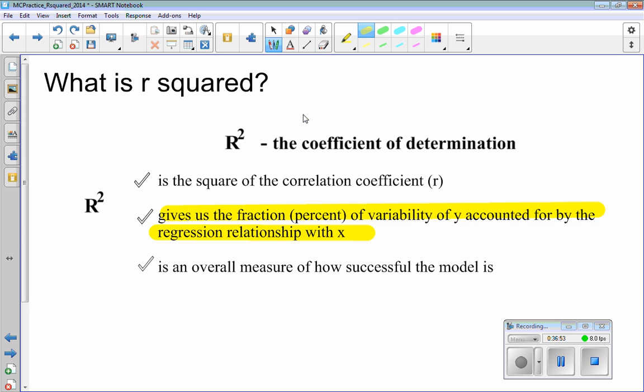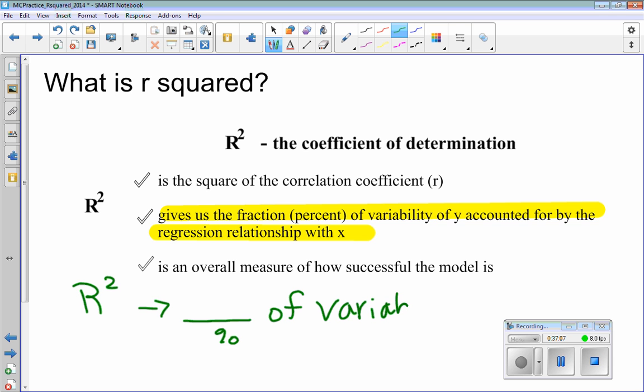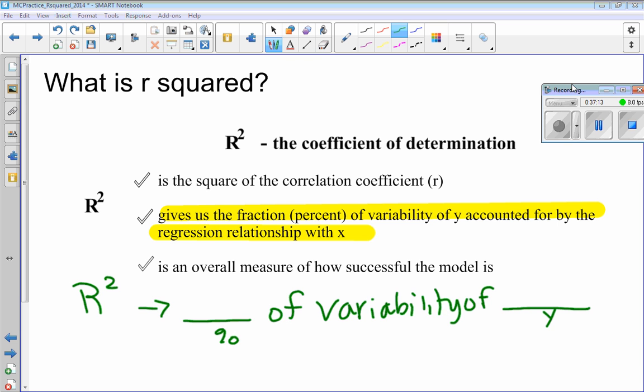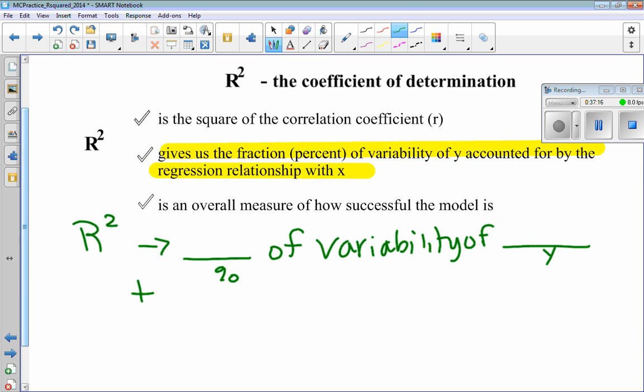So what I want you to do is literally write the following sentence. R squared, write the percent here, of variability of, blank, put your y variable in there, that is accounted for or explained by, and put in your x variable. If you are ever asked to interpret R squared, this is your sentence.